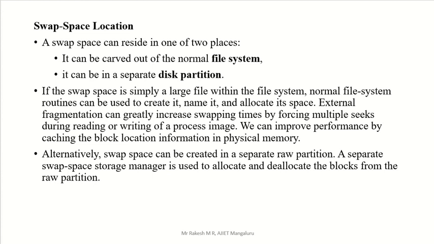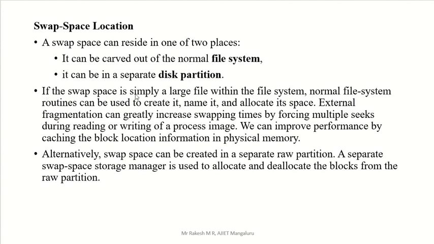Now, swap space location. How do we have to swap? What is the location for that? Swap space can reside in one of two places. That means we can place swap space in two places: one is carved out of the normal file system, and the other is a separate disk partition. Either you can use the file system or you can use the disk partition. Swapping is mainly related to the file system, as you know from the previous modules, so we will see how it is related.